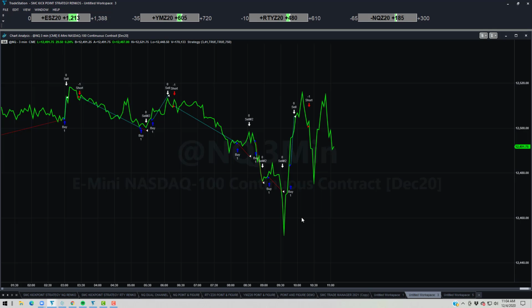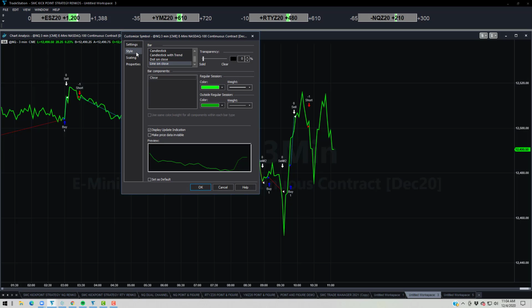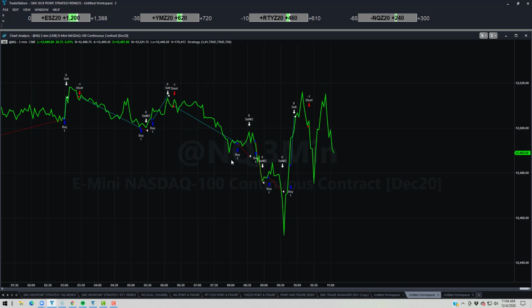So we come here to the Customize button. This goes back 2 months on a 3-minute chart. Now we're using the style of chart as a line on close. The results of this strategy that we're running would be the same if we used a candlestick or if we used a bar. But we're using a line, and I'm not trading this visually. So I'm not drawing any trend lines. I'm not doing anything. The machine is totally doing it.